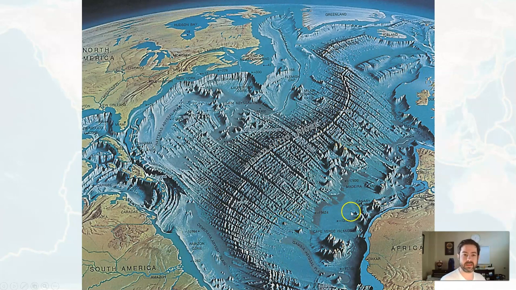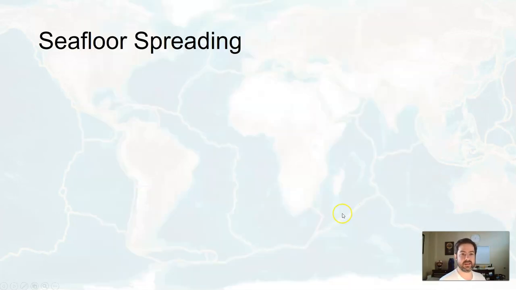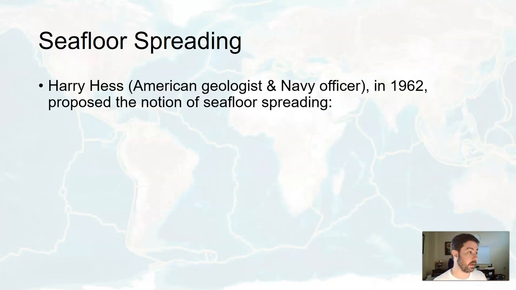What we find happening at these ridge systems is that the seafloor is spreading apart along these mid-oceanic ridges. The person that stumbled on this, and how it eventually relates to geology, is Harry Hess. He was a geologist and a Navy officer, and he was in charge of mapping the seafloor. Go figure. So in 1962, he proposed the notion of seafloor spreading based on the maps that he was creating of the seafloor.